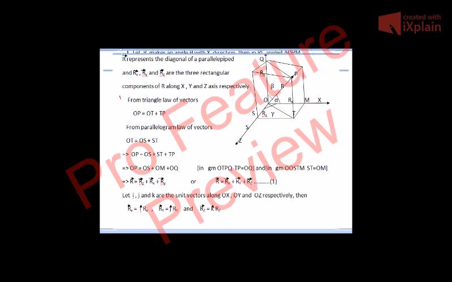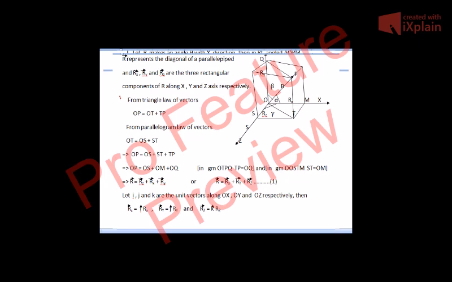In parallelogram OTPQ, TP is equal to OQ, and in parallelogram OSTM, ST is equal to OM. So this implies R will be equal to Rz plus Rx plus Ry, or R will be equal to Rx plus Ry plus Rz. So it is the same case. First, when we had two vectors in a plane, then we got R equal to Rx plus Ry, or if the vector is in space, then R will be equal to Rx plus Ry plus Rz.